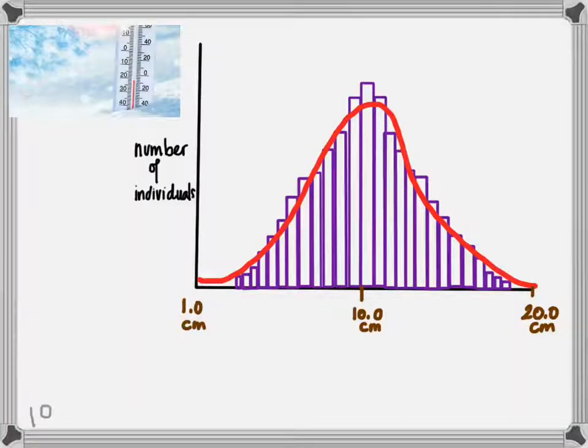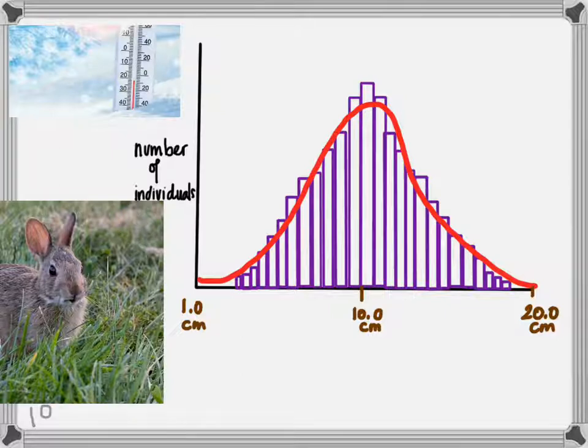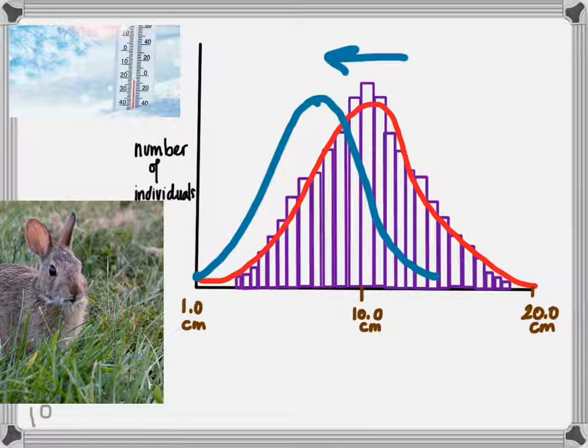If we were to have a series of extremely cold winters and cooler than usual summers, which of those rabbits would have an advantage? The rabbits with the smaller ears. What would we expect to see change in that distribution that we saw earlier? We would probably see the distribution shift down to the lower end.